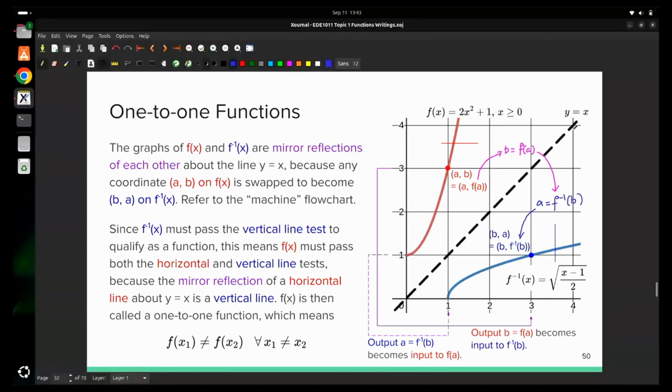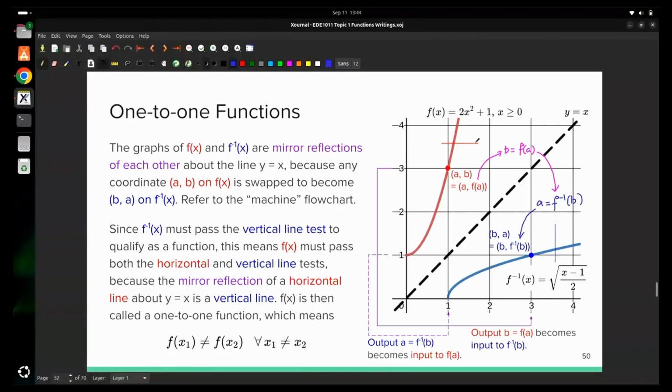So here comes the definition of a one-to-one function. For a function to have an inverse, it must be what we call one-to-one. One-to-one means it must not only pass the vertical line test, because a function must pass the vertical line test, as we have discussed before, it must also pass the horizontal line test. Why? Because a horizontal line, when you reflect it, becomes a vertical line. So in order for f inverse to be a function, your f must also pass the horizontal line test. Therefore, the function must be one-to-one.